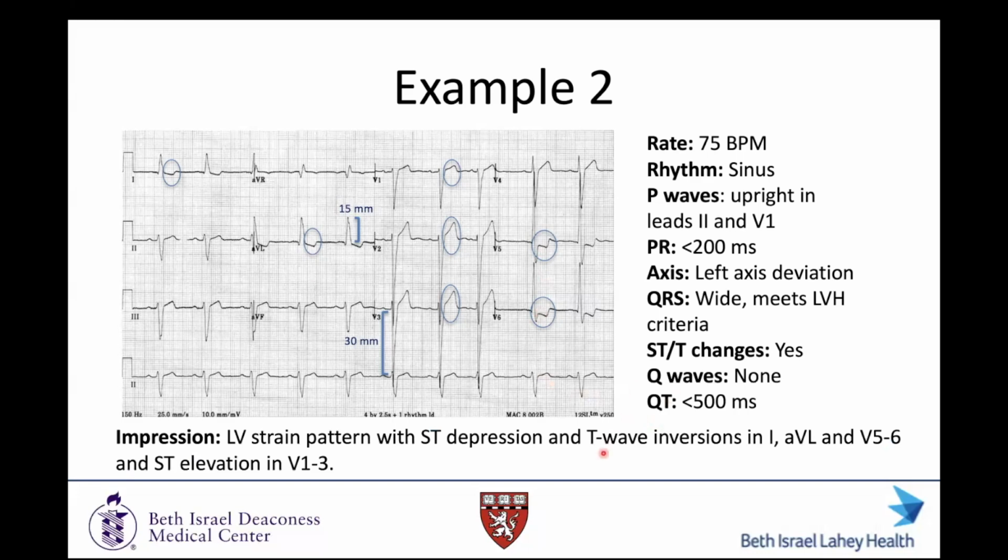Anything else you'd like to add, Jason, to this? Yeah, this is a really nice classic example of discordant ST changes. The only two nitpicky things I'll say are if you look at the last four QRS complexes and the rhythm strip on lead 2 at the bottom, there is some irregularity. We actually talked about this in the first session. This is probably sinus arrhythmia again. Some irregularity with respiration.